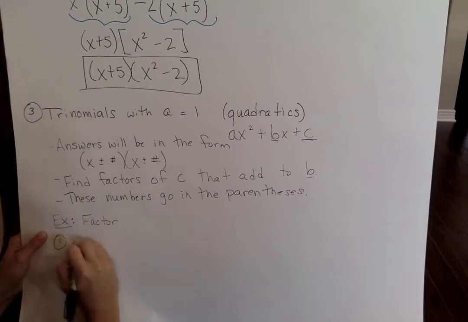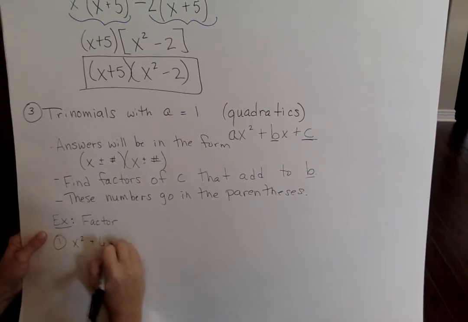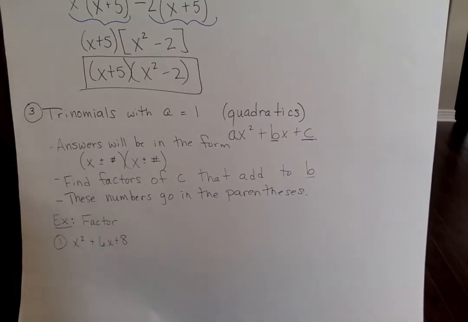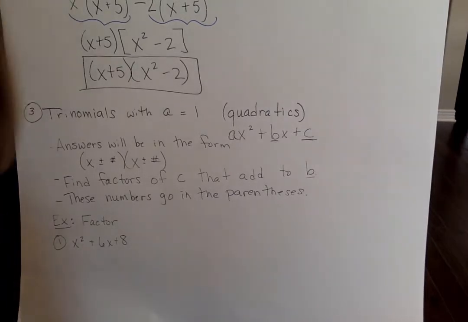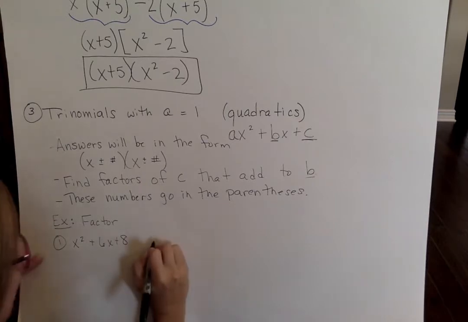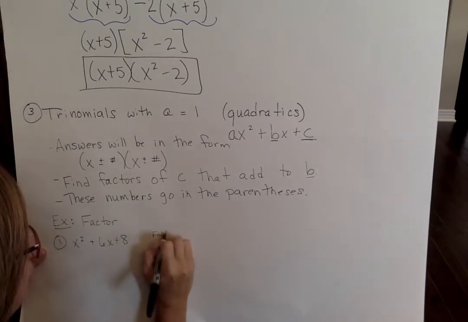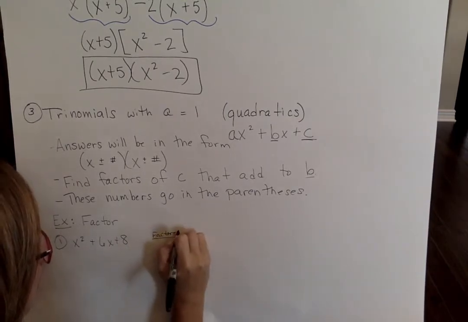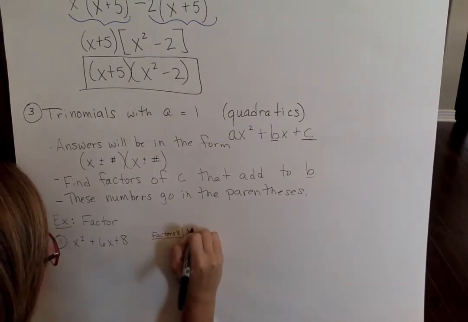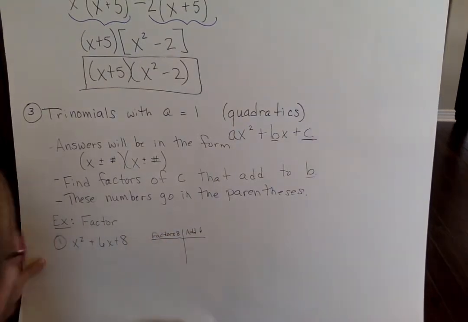Number 1, x squared plus 6x plus 8. Now I'm thinking about, I need to find two numbers that multiply to be 8 but add to be 6. Multiply to be 8, but add to be 6. So if you need to, you can make a list of them. You can make a little chart. Sometimes I'll do that. Factors of 8, add to be 6, right?